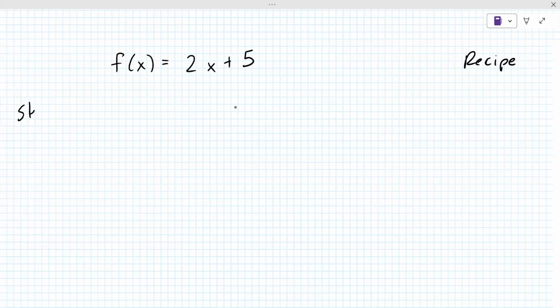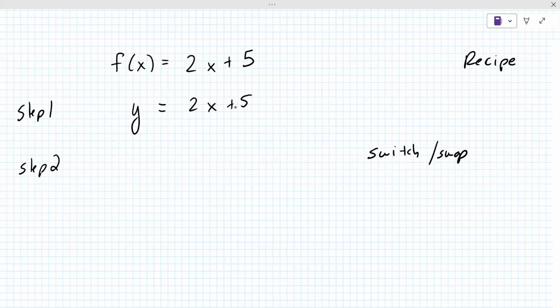Step one here is, instead of f of x, you write y. You don't have to label the steps, but I'm just telling you what the steps are in case you want to look at them later. Step 2 is to switch or swap x and y. So wherever you see a y, you put an x. Wherever you see an x, you put a y. Step 3 is the one that can really vary.